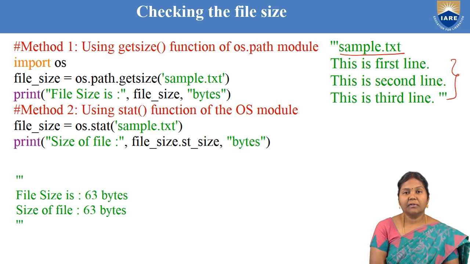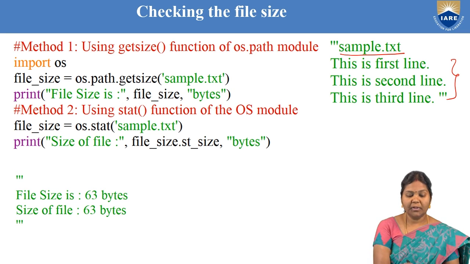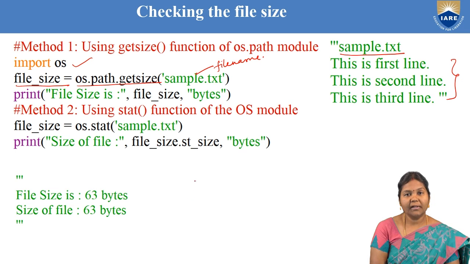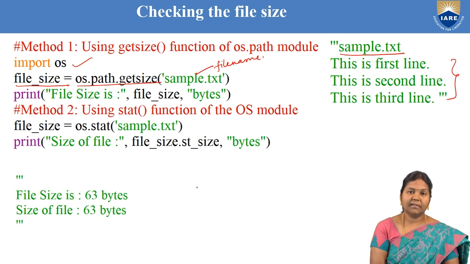Now, the method 1 says to use the getsize function of the os module by writing import os. Then you have to write os.path.getsize and give just the file name. It will return the size of the file. So you can simply display the file size in bytes. You can see that the file size is 63 bytes.